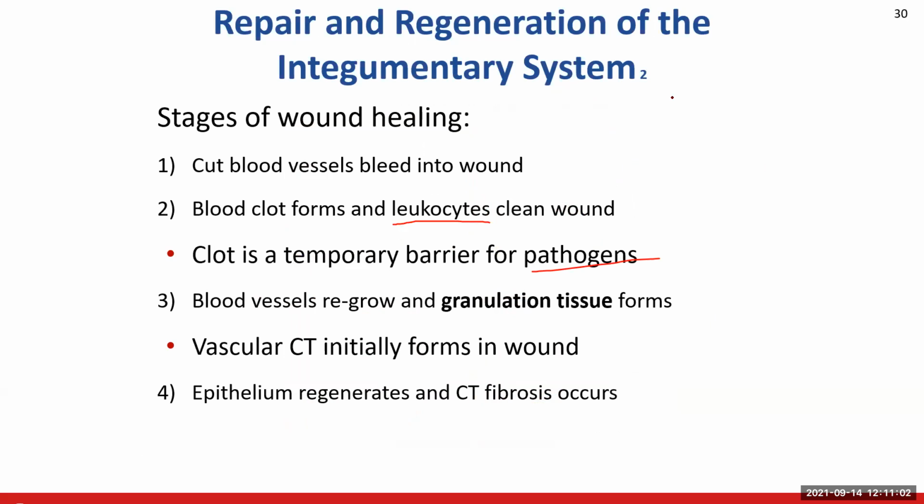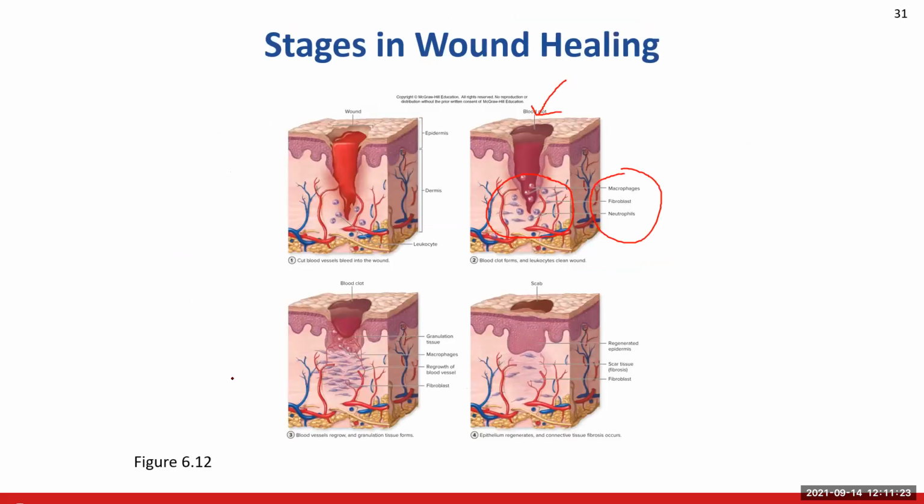The third stage is, any blood vessels that were damaged, we need to regrow those. And now we're going to start to form our early scar tissue or our granulation tissue. Okay, so we'll start to fill in that area. So that's what we're seeing here. We're growing new blood vessels.